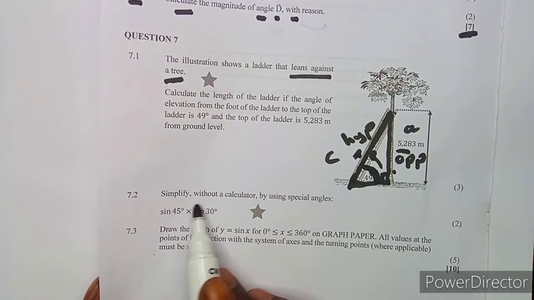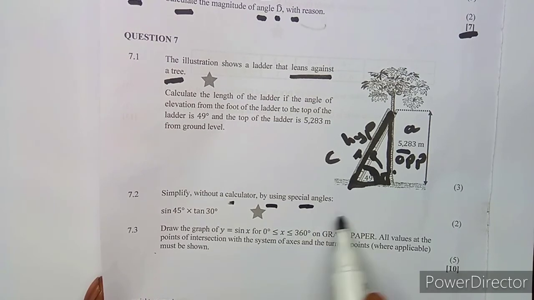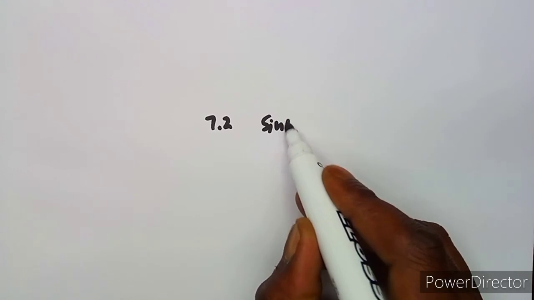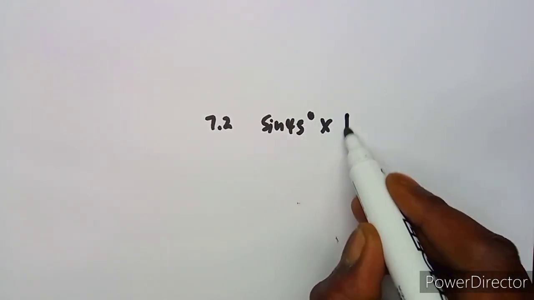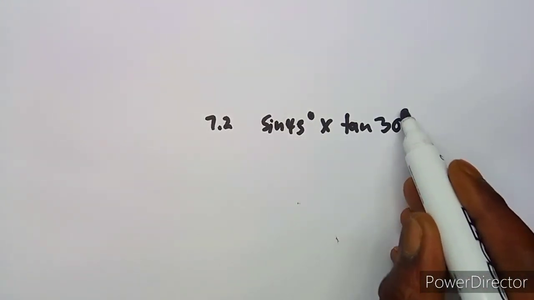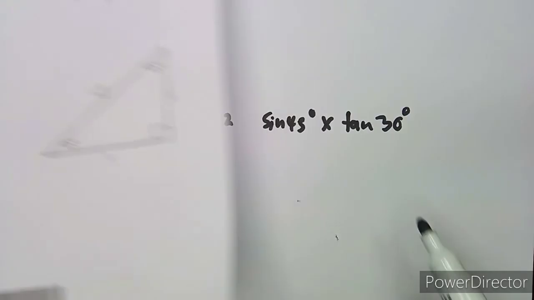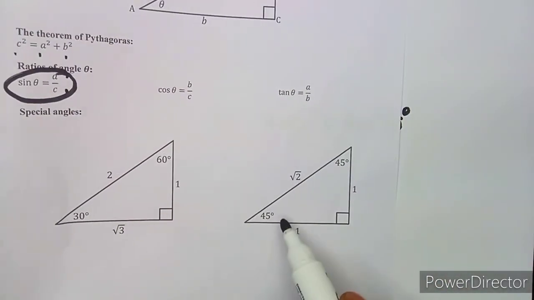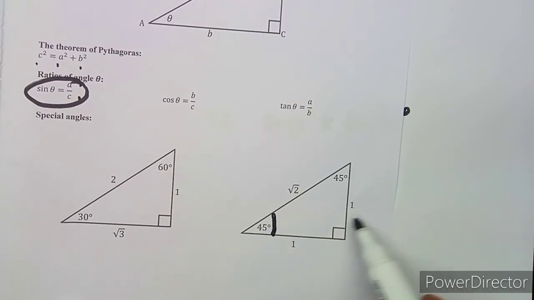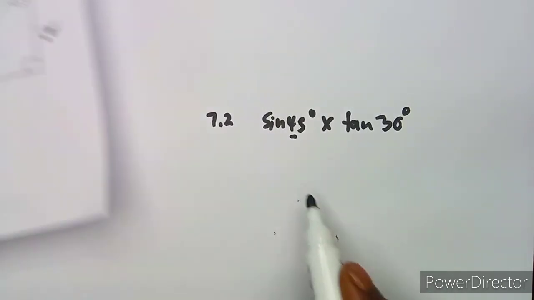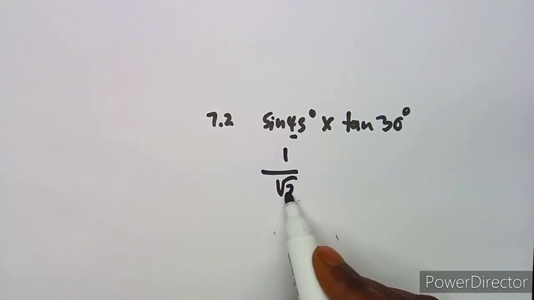Okay, simplify without a calculator by using special angles. So how are we going to apply our special angles? To apply sine 45 degrees times tan 30 degrees, because we have these special triangles, special angles, they are given. From our special angles here, we've got sine 45 degrees. Remember, it's opposite over the hypotenuse, so it's 1 over square root of 2. So you've got 1 over square root of 2 times tan 30.